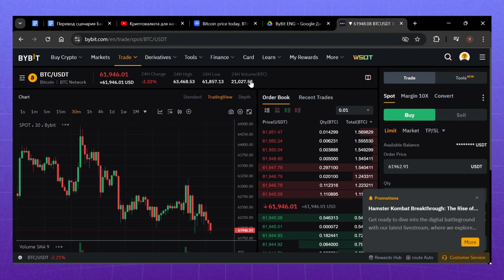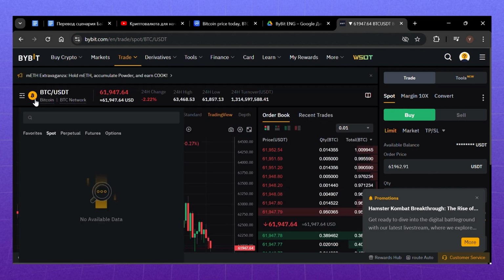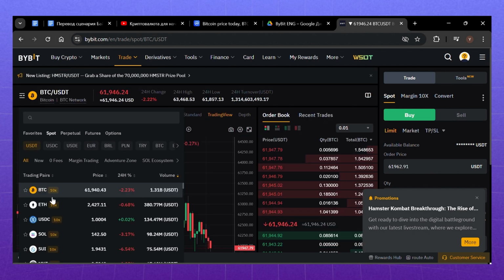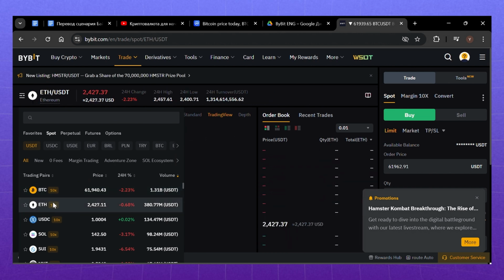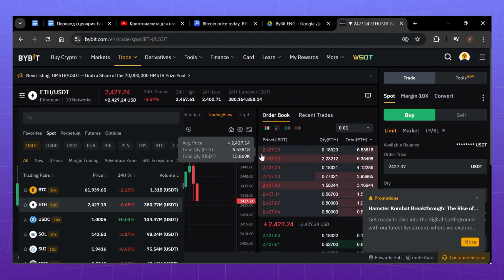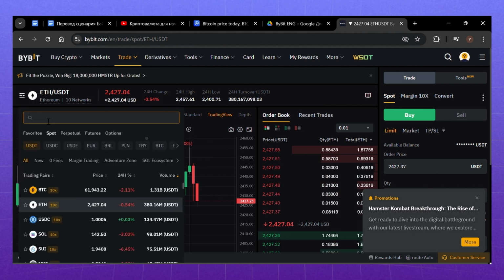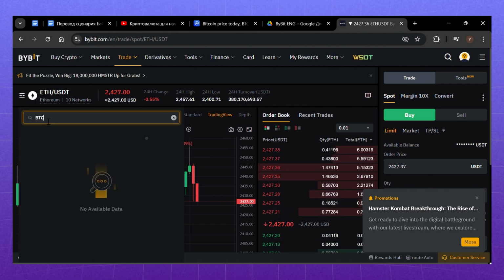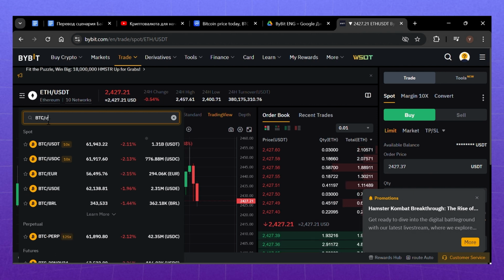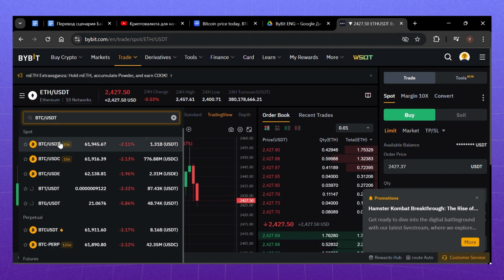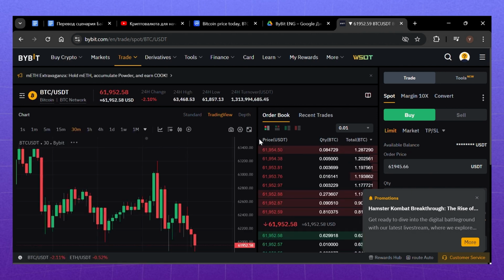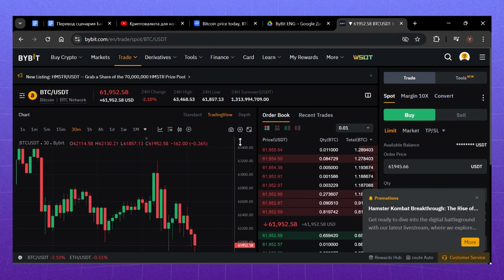We'll be trading Bitcoin, so select Bitcoin in the top left corner. You can switch between different cryptocurrencies here. For instance, if you want to trade Ethereum, click on it and the Ethereum price chart will appear. Alternatively, you can search for the coin by typing BTC/USDT in the search bar. Now select Bitcoin to start trading. Everything is set. You've selected Bitcoin and now you are ready to trade.